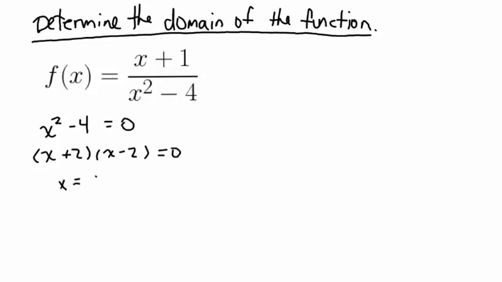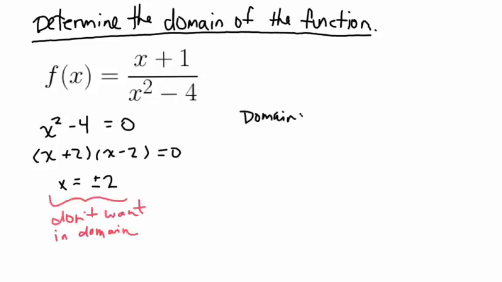This means that both plus and minus 2 are going to be bad values for our function. We don't want to include these in the domain of f of x. If we'd like to write out our domain in interval notation, we're going to have negative infinity up to negative 2. Then we're going to have an interval from negative 2 to positive 2. And then our final interval will be from positive 2 to positive infinity.